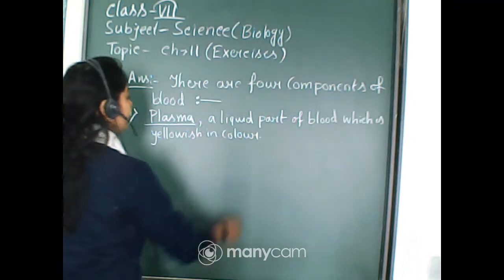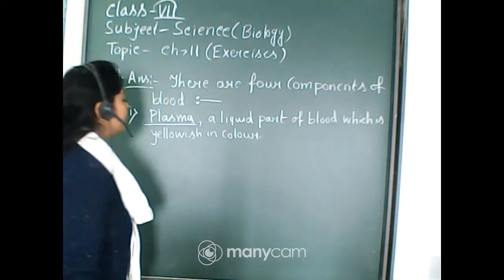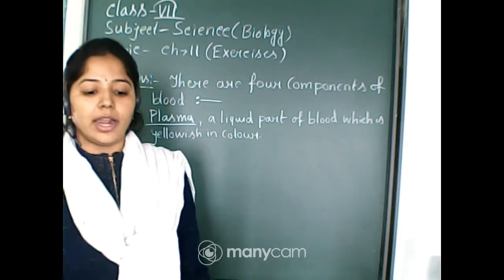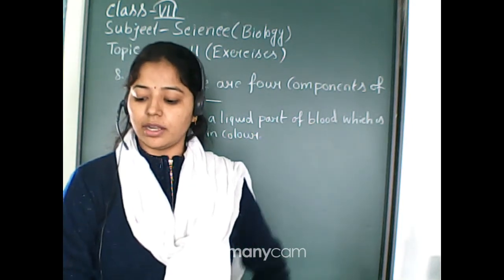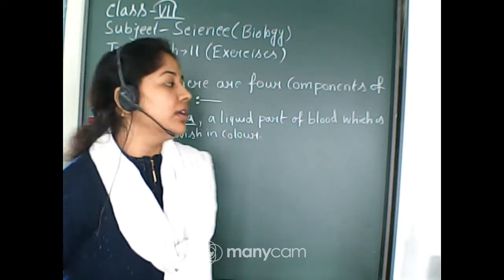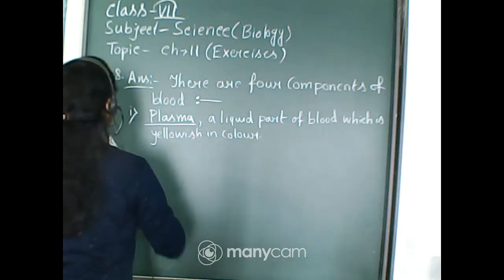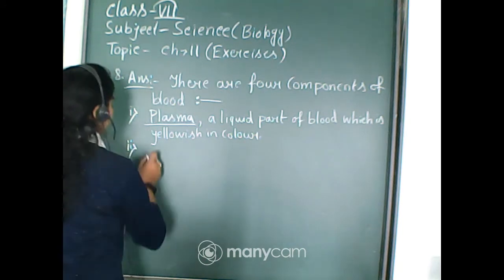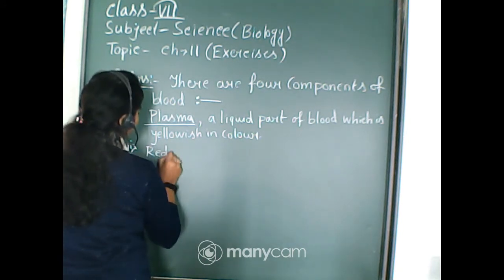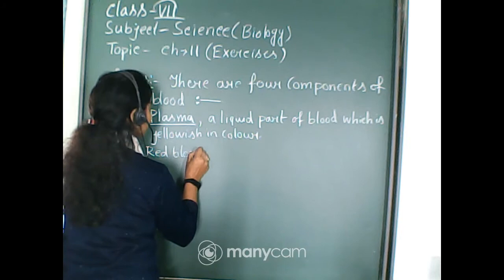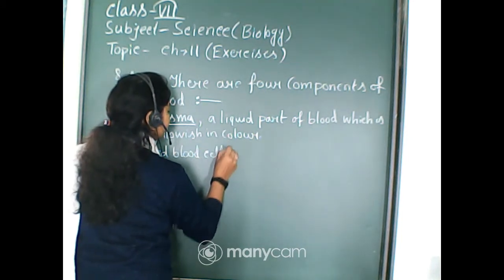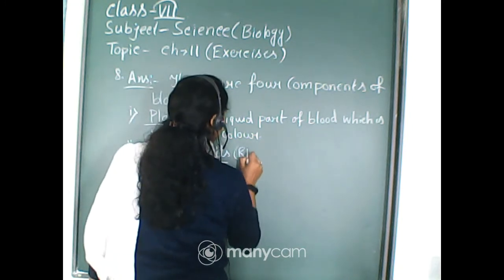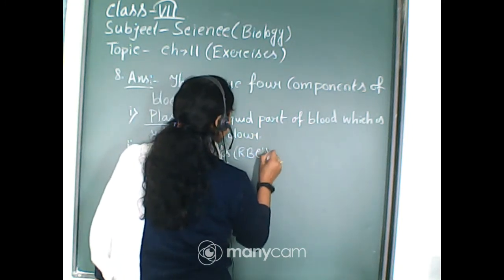So it is the liquid part which is yellowish in color, and it mainly contains 90% water, along with enzymes, proteins, food, waste, okay. So here I have written only this. Now the next component of blood, you can write red blood cells, or you can also write RBCs, okay.